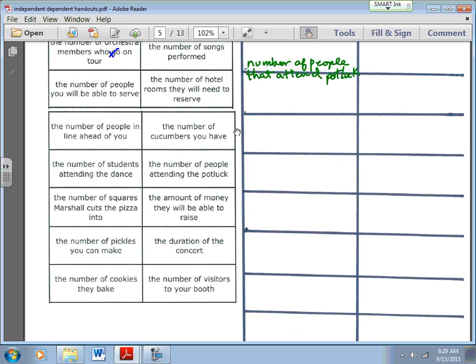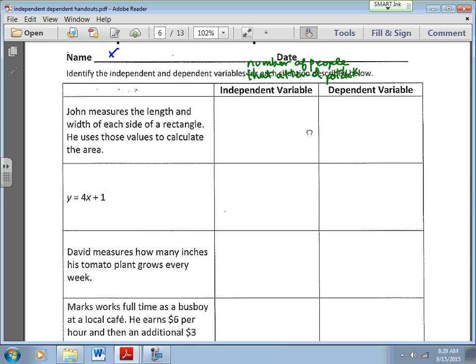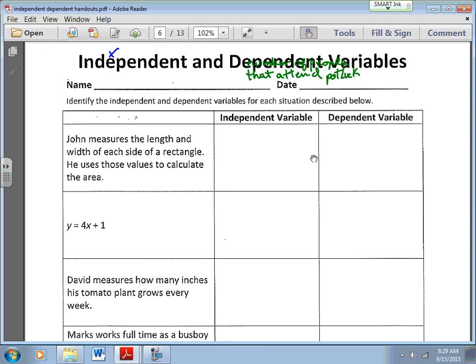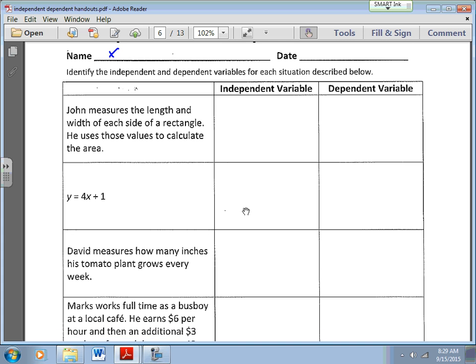So let's go to the back side then. Now we're going to move over to this next part, okay? Now this one's pretty clear. You're basically going to dissect that sentence into what was the independent part and what was the dependent part.